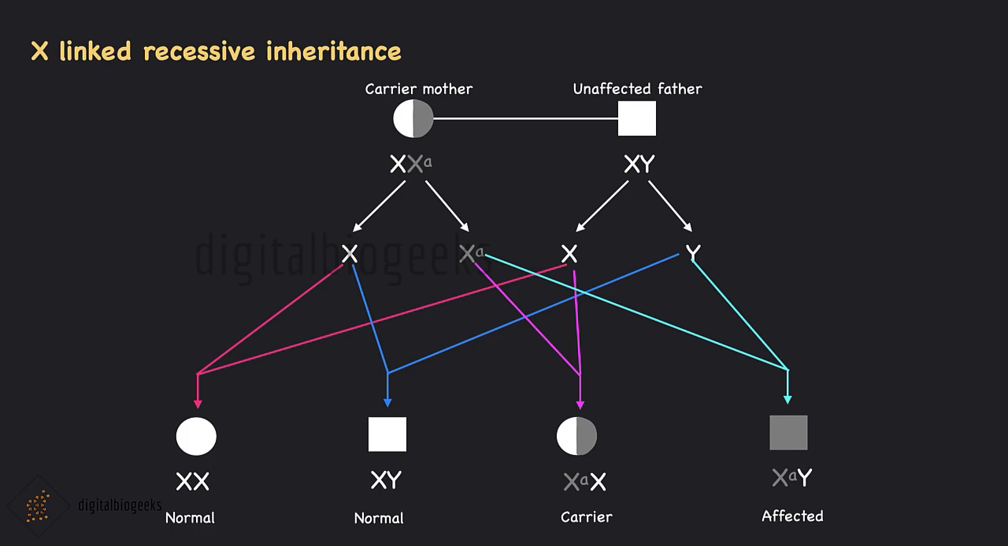Here there is a 50% chance to have a normal son and daughter, but still there is a 25% chance to have a carrier daughter and an affected son. The disease is inherited from mother to son. This type of inheritance is referred to as X-linked recessive inheritance. Example, hemophilia is a disorder in which blood doesn't clot normally.